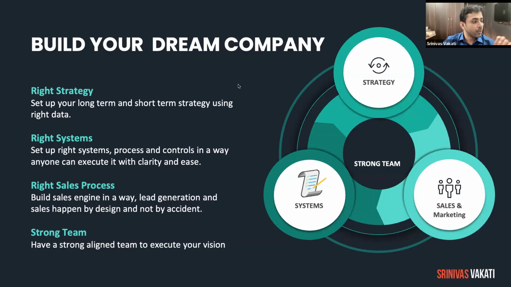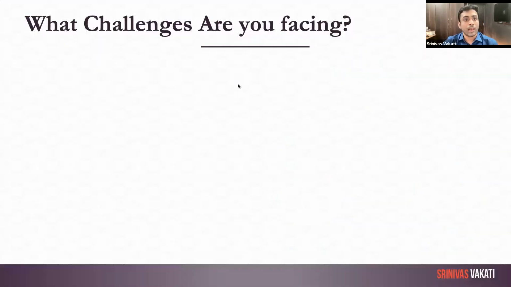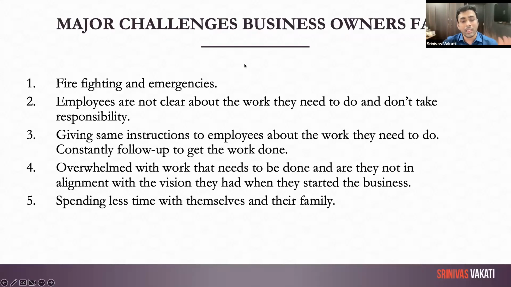Perfect. So now let's move to this next session. So one question that I always ask the business owners that I meet is what challenges are you facing in your company? And almost 80 to 85% of them say these are the top 5 challenges. The first challenge is firefighting, and they spend a lot of time on handling emergencies. And the second challenge is employees are not clear about the work they need to do and they do not take responsibility.